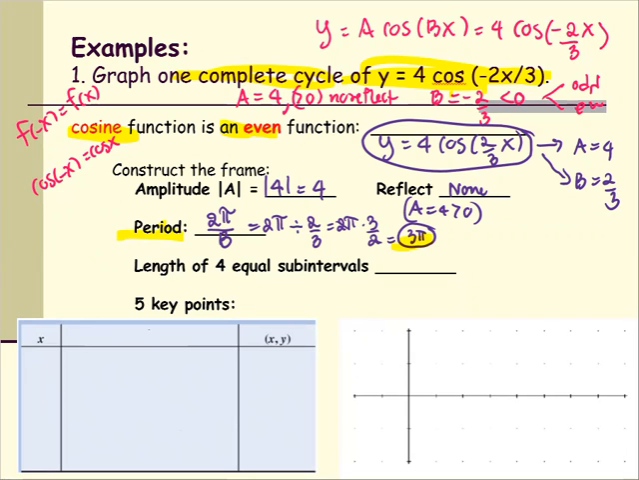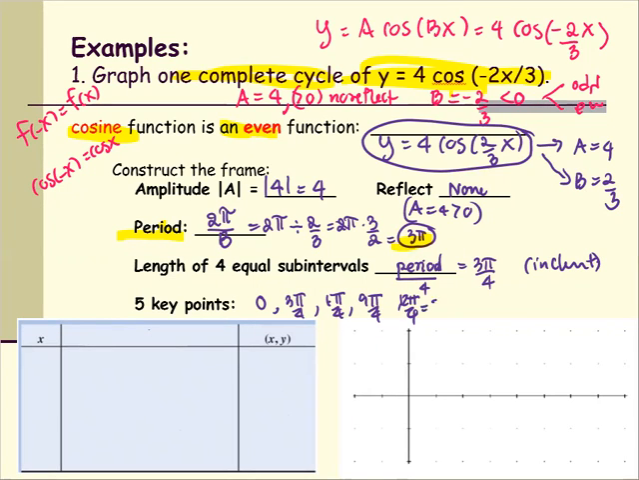Next, we're going to compute the length of the 4 subintervals. It's computed by using the period divided by 4. In this case, it's 3 pi divided by 4. Next, we're going to find the 5 key points. The 5 key points start from 0, and then the increment is 3 pi over 4. The next point is 3 pi over 4, then 6 pi over 4, 9 pi over 4, and 12 pi over 4. So there are 5 key points to complete one cycle.